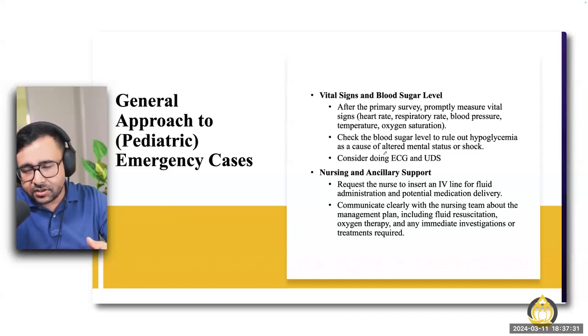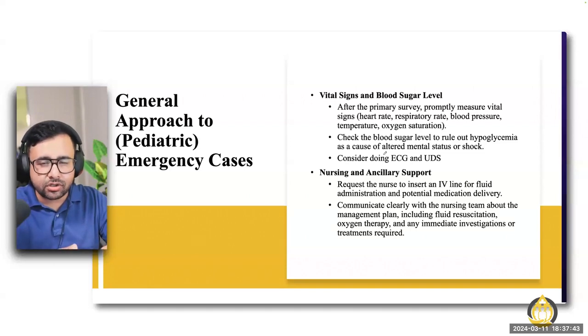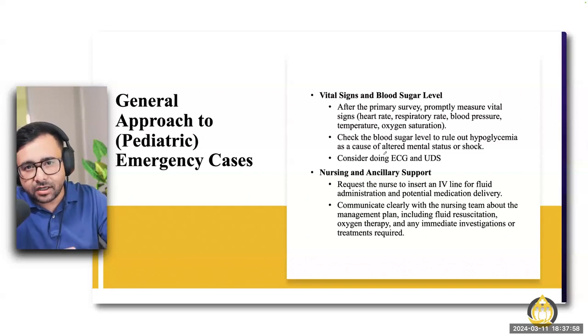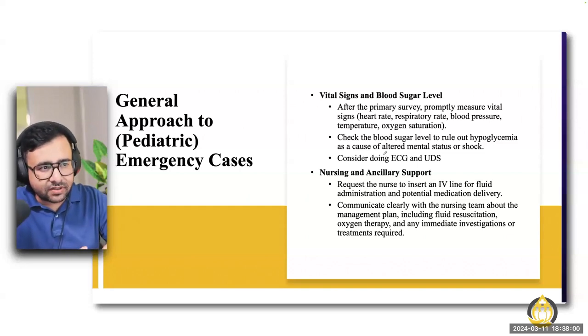For altered mental status and shock, as an example, when you get the case of DKA, diabetic ketoacidosis, checking the blood sugar level will be the only clue given by the panel to make the diagnosis of DKA. And if needed, consider doing the ECG or urine dipstick as you find relevant. If it's a chest pain case, you might consider doing an ECG after stabilizing the patient. If it's a case of, let's say, DKA, you might do a urine dipstick and you may find ketonuria. So these are the things you'll consider.